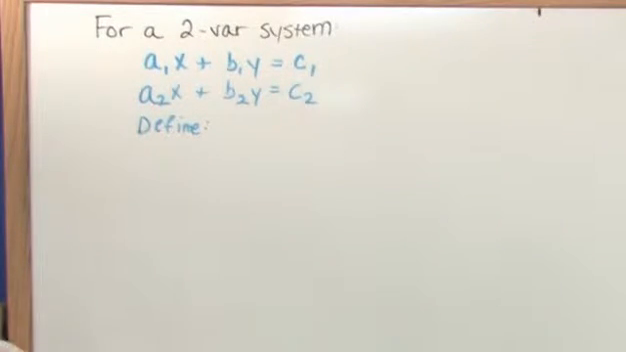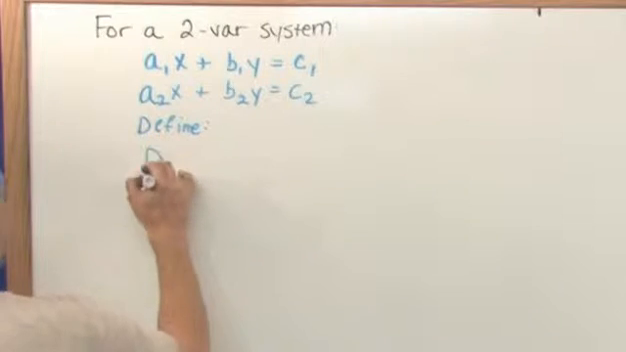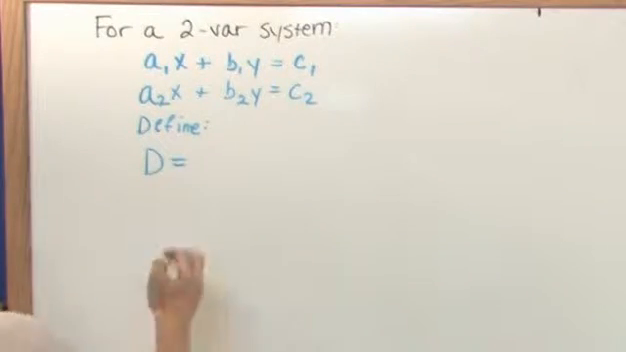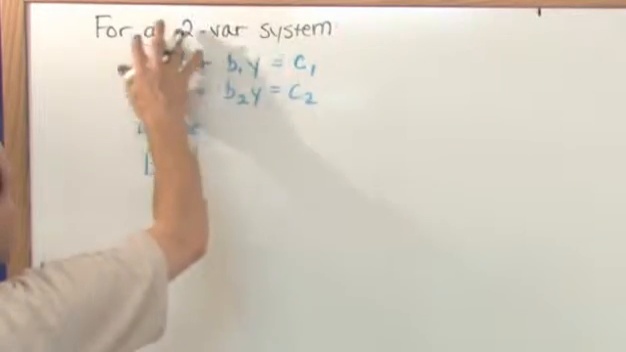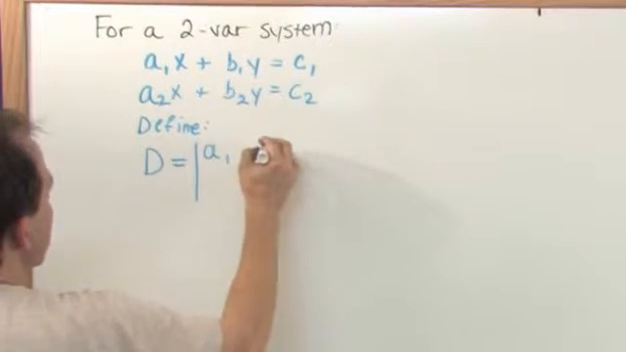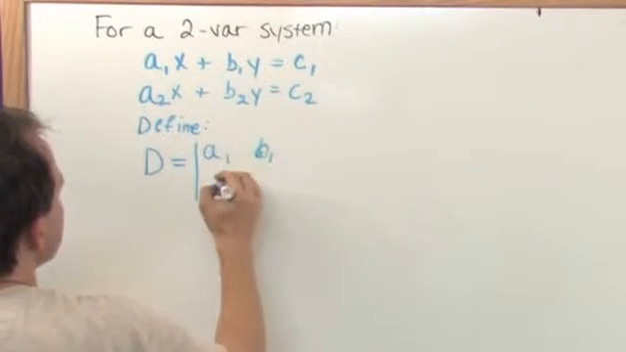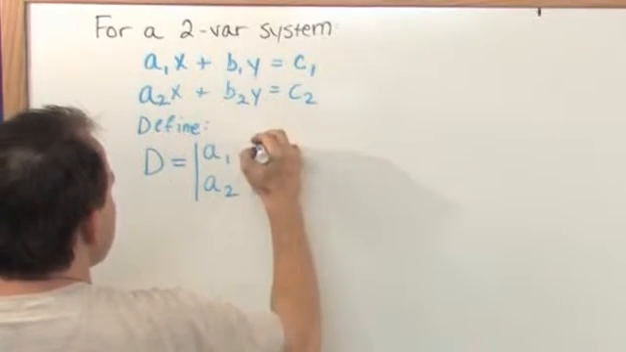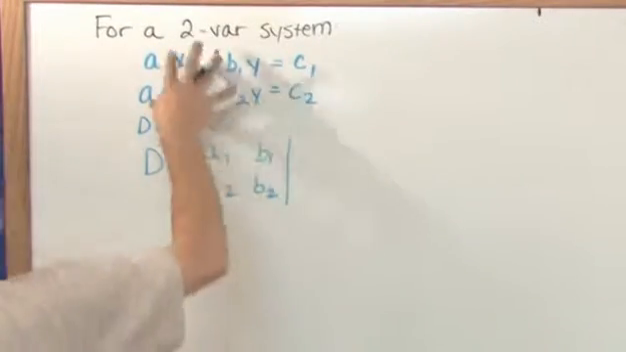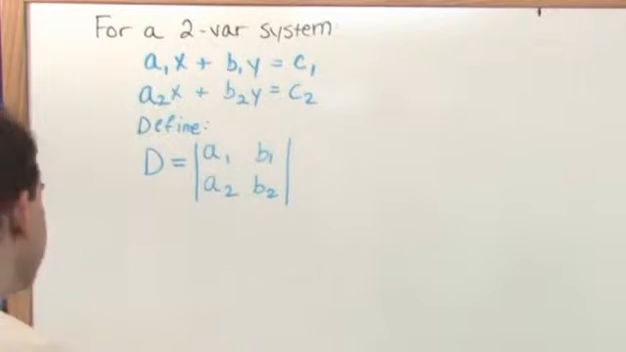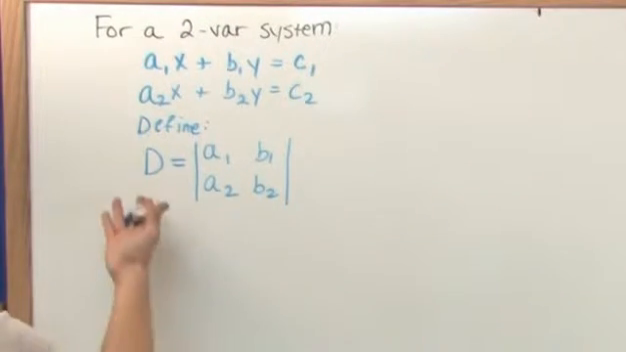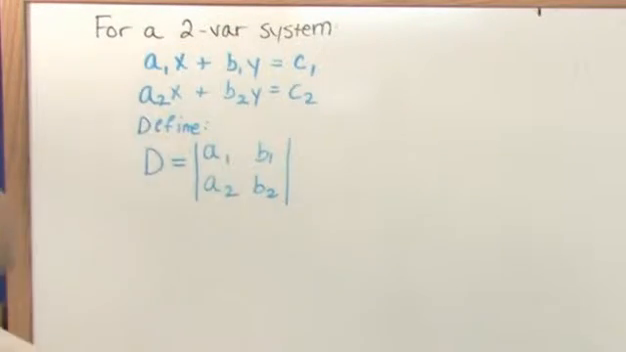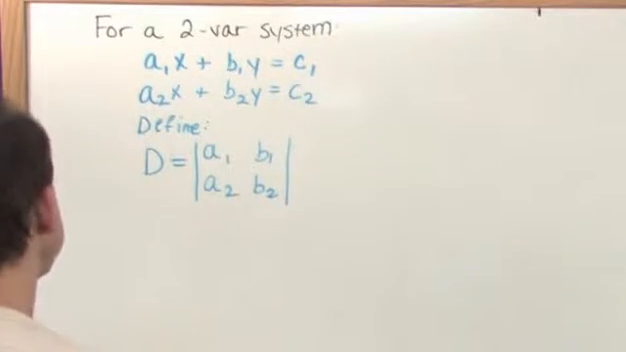So what I'm going to define is a determinant called big D. And that determinant is going to be the determinant of the coefficients on the left-hand side. So it's the determinant of a1, b1, a2, and b2. Basically, it's the determinant of what you would expect, the left-hand side here. That's called D. No big problem so far. I'm just defining the determinant of the left side of the matrix, and you know how to calculate that.